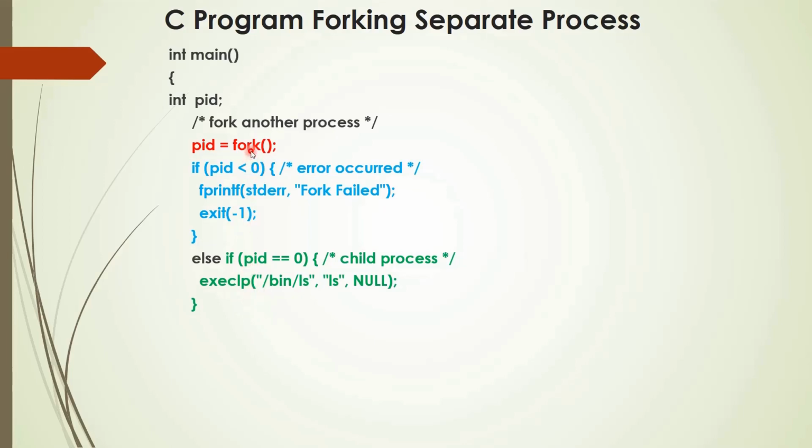Now for the child the PID value is 0, so the child will execute only this part of the code, because the child has a PID value of 0. Now when the child executes, what the child is doing in this example is using the execlp system call, which is a different version of the exec system call which we have seen in the previous slide. Here the ls command is executed.